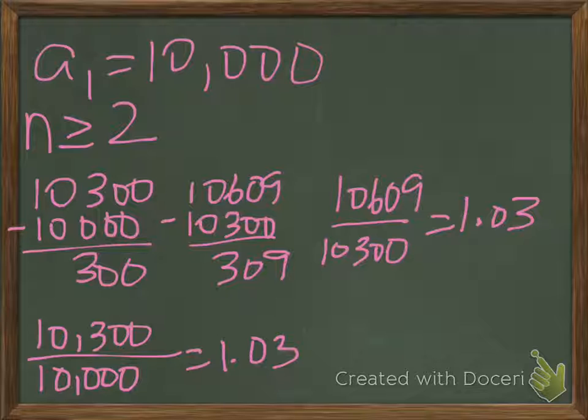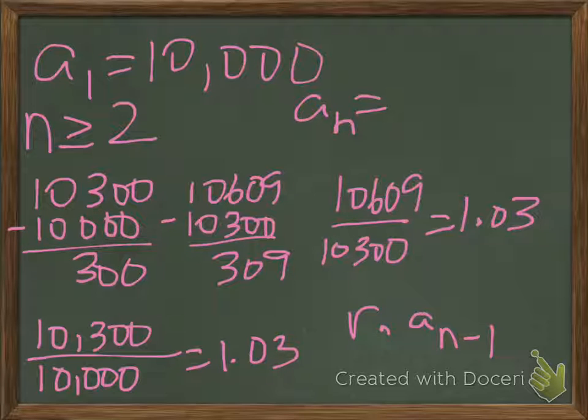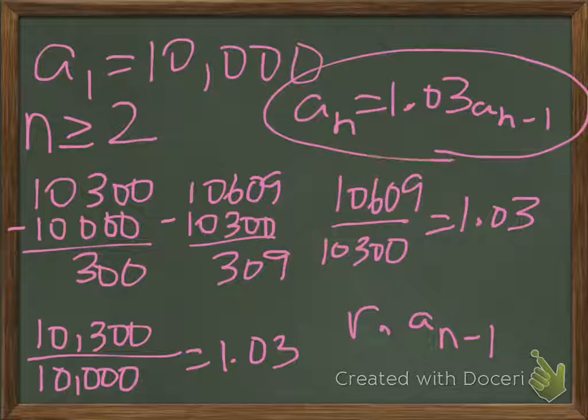So it's going to be a common ratio for our setup. And that means that we use r times a sub n minus 1 as our setup. So we're going to do r, which is 1.03. We always start with a sub n. So a sub n equals r, which is 1.03, times a sub n minus 1. And that would be our formula. And that's the recursive formula.